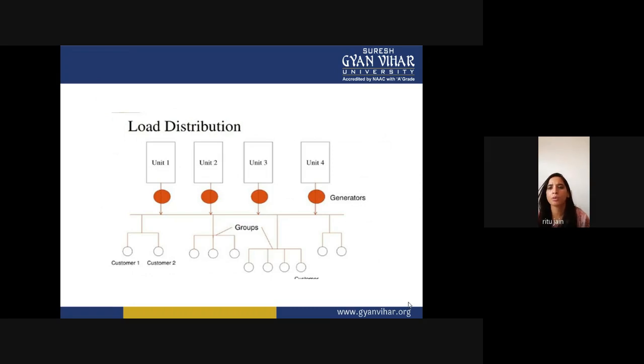Suppose in this diagram you can see that there are four units and four generators and different types of consumers. Some units are supplying some consumers, which is customer one and customer two. Unit 2 and Unit 3 are supplying different customers, and Unit 4 is supplying electrical energy to different customers. So this is your load distribution. We will discuss it in detail in our next slide. So this is a graph or a diagram of your load distribution.